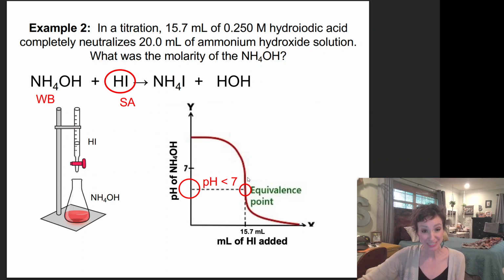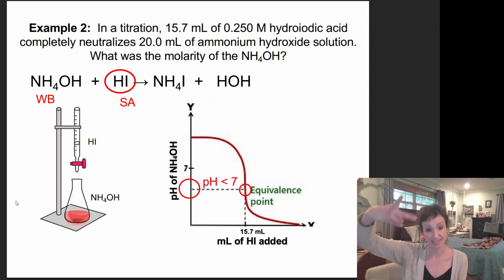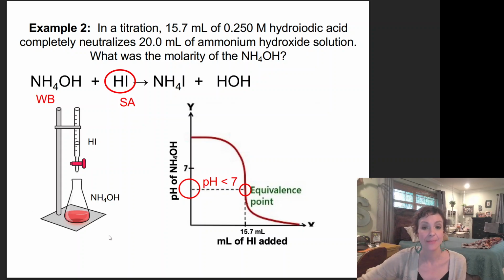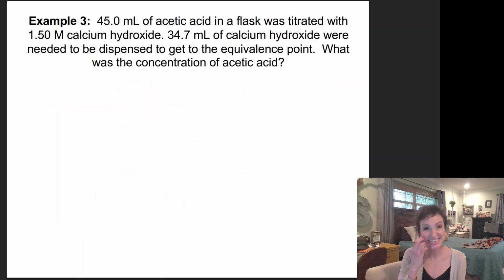So I'm able to predict that it will start off basic and end acidic depending on who is the acid and base in my titration setup, right? And then I'm able to predict what the pH is at the equivalence point and at what volume the titrant was added as well. Okay, last example.